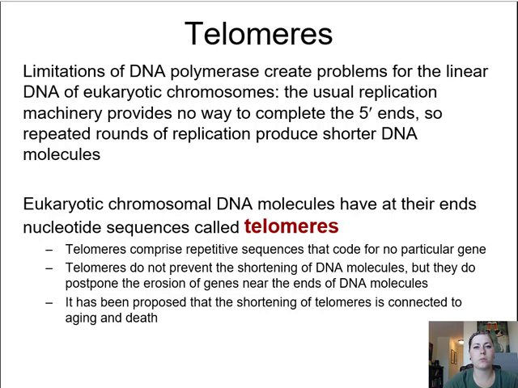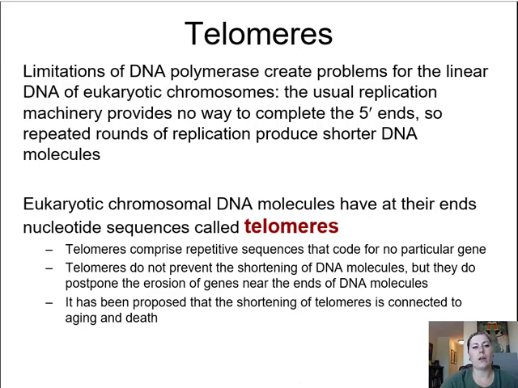Now, another big difference between prokaryotic cell DNA replication and eukaryotic cell DNA replication is this issue of shrinking DNA. So when a eukaryotic cell's DNA is replicated, the typical replication process provides no way to complete the 5' end of the DNA. So repeated rounds of replication produce shorter and shorter DNA molecules. In prokaryotic cells, they don't necessarily have this problem because their DNA is circular, not linear. So it just wraps right back into itself.